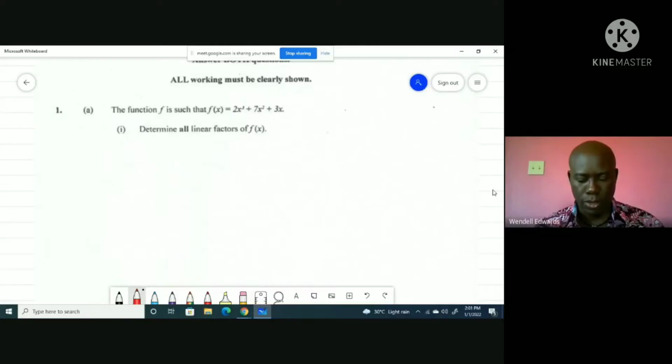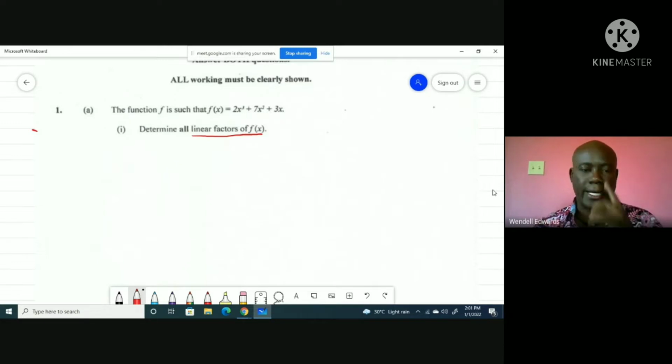Thank you. So the question reads here. All right, so the question reads, the function f is such that f of x is equal to 2x cubed plus 7x squared plus 3x. Question 1, part 1 says determine the linear factors of f of x.